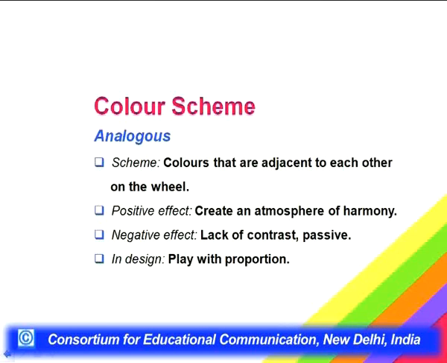Analogous color scheme. This color scheme is very popular for some designs. How do you explain the analogous color scheme? Colors that are adjacent to each other on the wheel. That means if you take the cool colors, maybe green, blue and blue-green, then it will be an analogous scheme. On the other side of the wheel, red, orange, yellow, red-orange, that also will be an analogous scheme. So all these warm colors create an analogous scheme, and all the cool colors also create an analogous scheme.